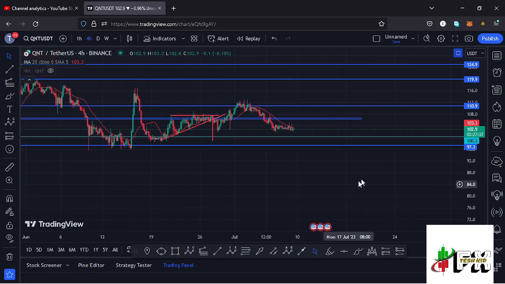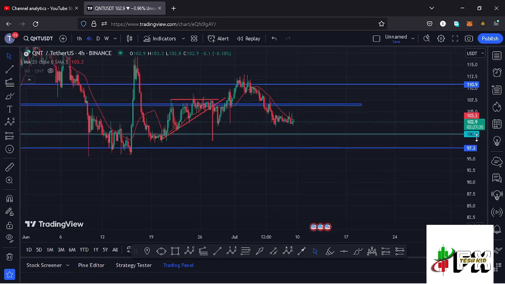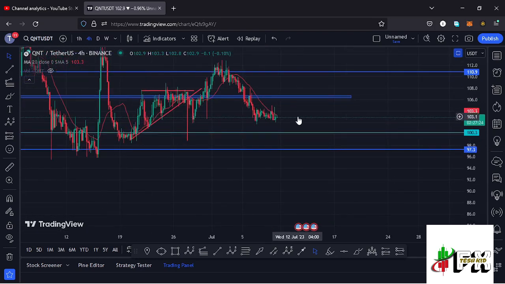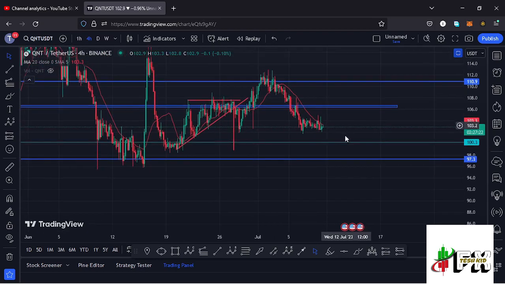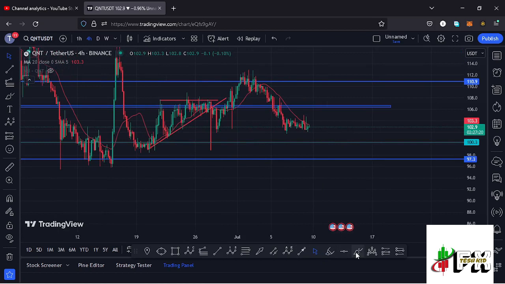Giving you my analysis basing it on the key areas of support here on the charts, you can see that at the time of this recording, Quant is holding above a key area of support at around the $100.3 mark, which is acting as support for us to continue gearing up to the next key area of resistance at around the $106.5 mark.